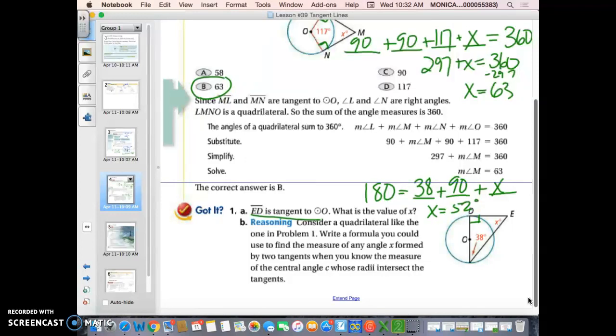Please note I did quite a few model problems for you. The key is to know whether you're going to do 4 angles or 3 angles. Is it going to add up to 180 or 360?